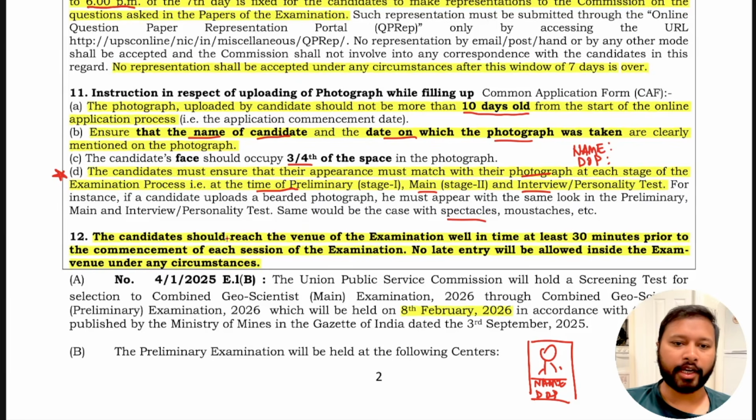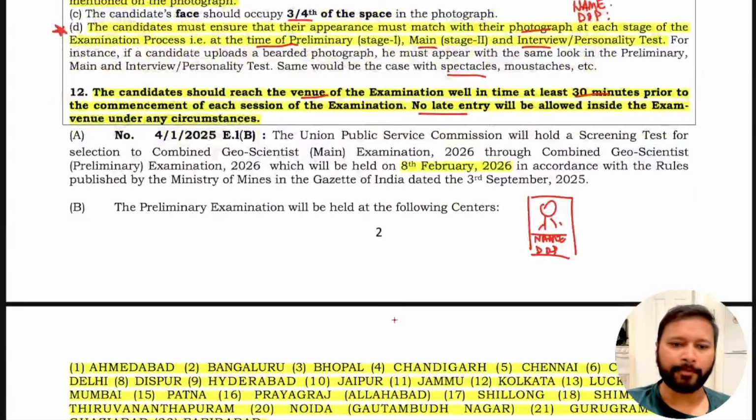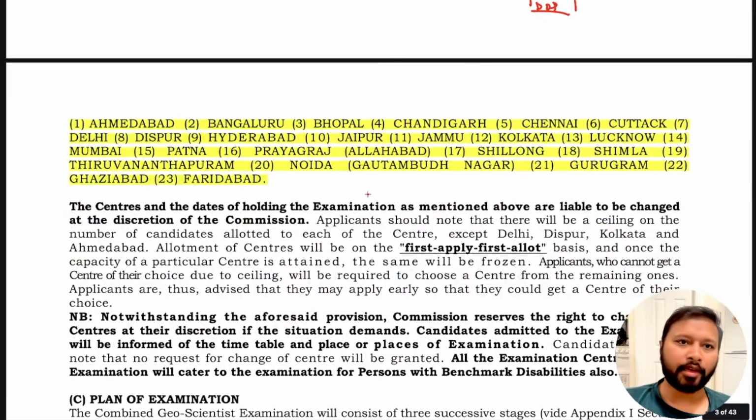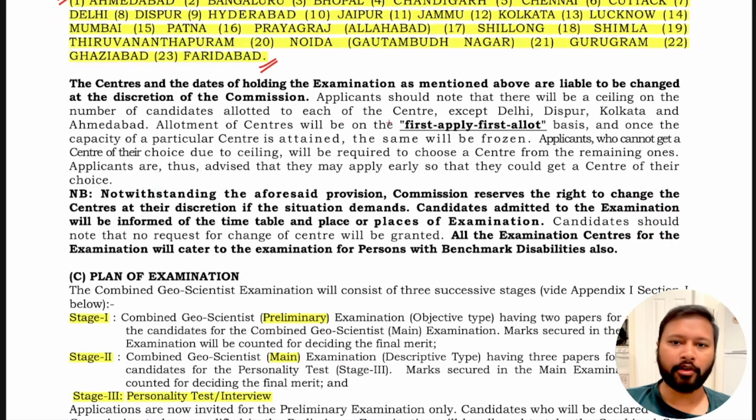The next thing is that the candidate should reach the venue of the examination within 30 minutes before the exam. No late entry will be given and all those things. That is common. The pre-exam will be conducted in all these centers. These are the centers you can check out. There are 23 centers. Just see if any is near your place, and the centers will be allotted on a first apply, first allot basis.